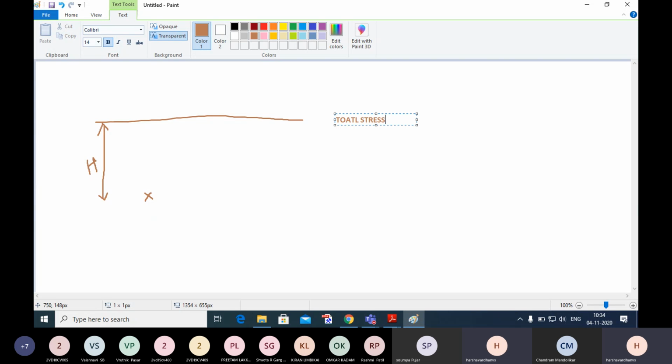So total stress will be equal to all the weight on the soil element. Next, to resist this total stress, there are components. One component is the pressure exerted by water.